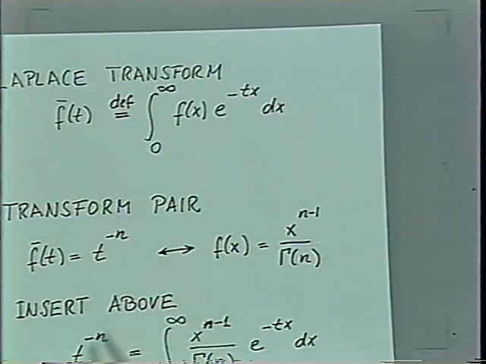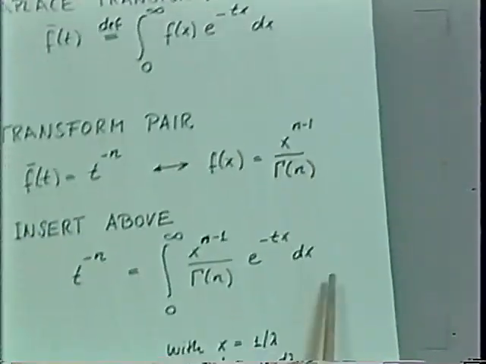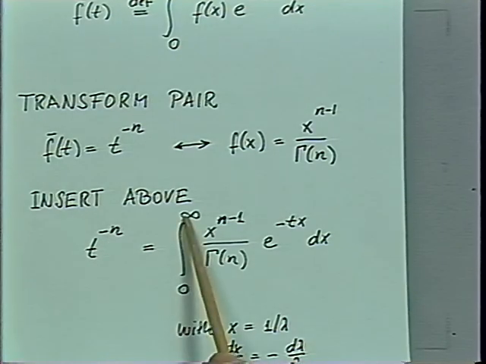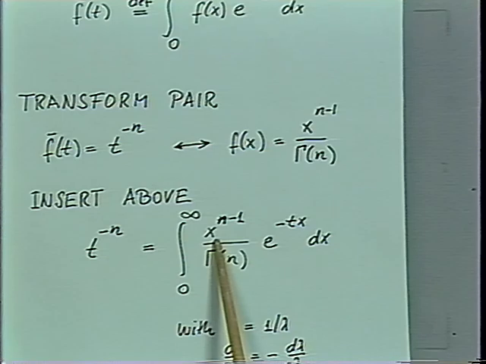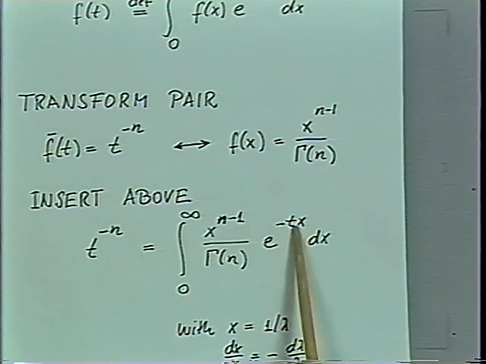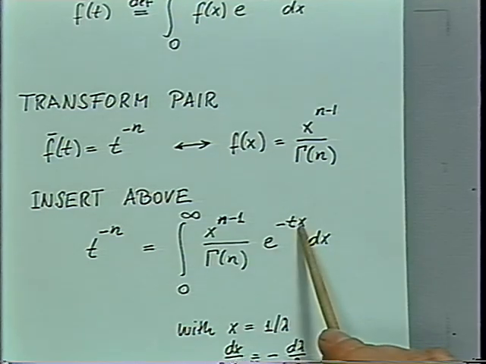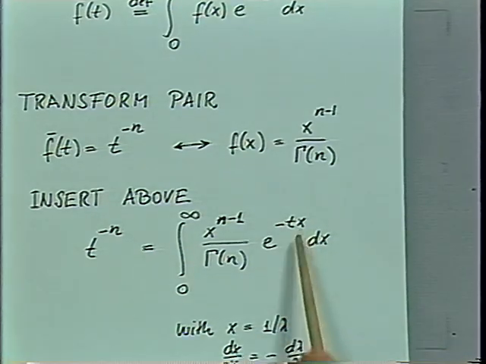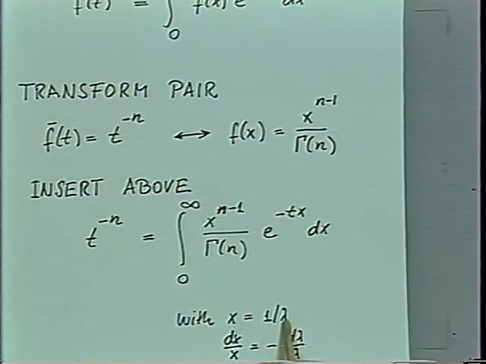Now, we insert this pair of transforms into the above integral and find that t to the minus n is equal to an integral from 0 to infinity of x to the n minus 1 divided by the gamma function times e to the minus t x dx. Note that we are not looking for x. We are looking for t over lambda here. So let's replace x with 1 over lambda.